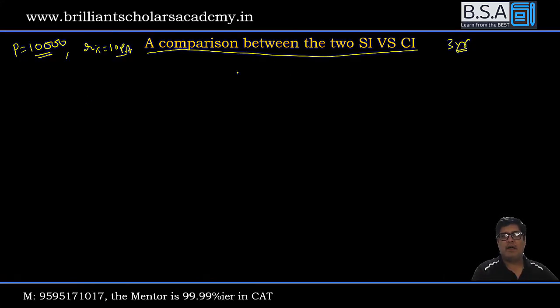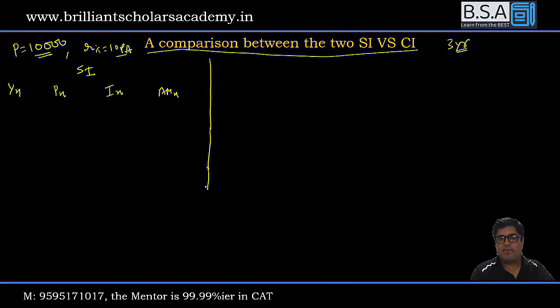First, I'm going to write, let us say, SI values. I'm interested in what parameters: what year is running, for that year what is the principal, for that year how much interest has been created, and if I close the account, what will I take home? I want to calculate the same things for CI. For CI, what year is currently running? What is the principal for that specific year? Interest generated in that year and amount taken home that year if I close the account.